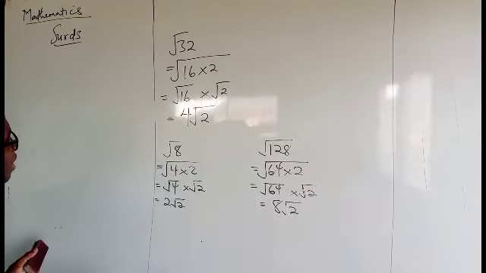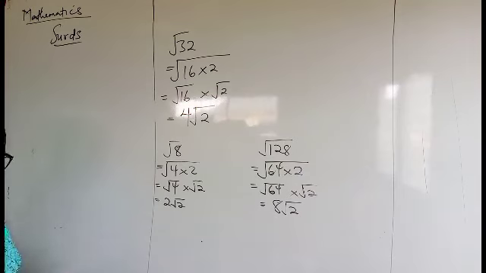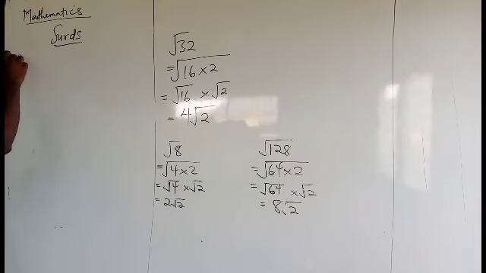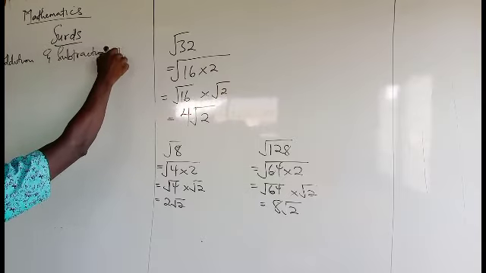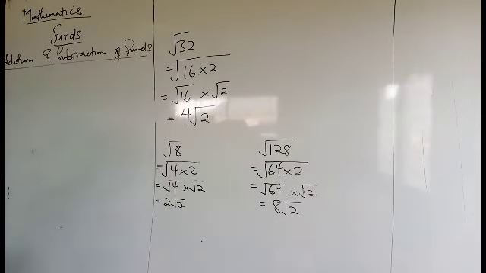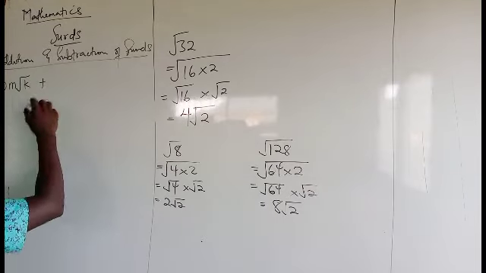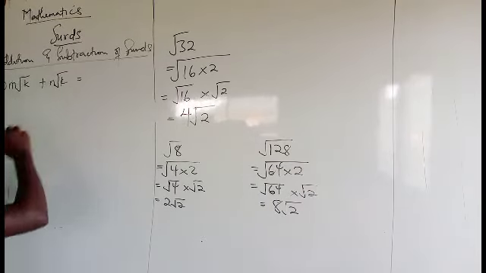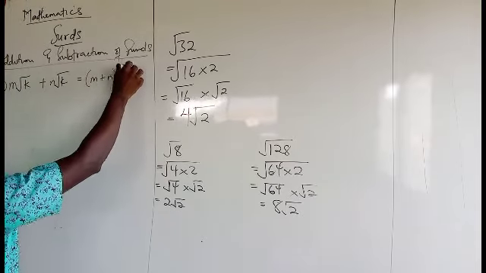Now, let's look at how to add and subtract surds. Addition and subtraction of surds. So here's the rule. Rule 1: we have m root k plus n root k giving us m plus n root k.